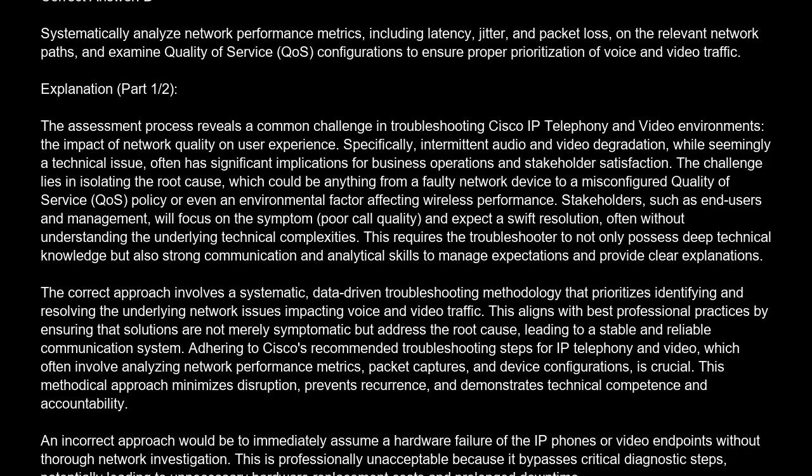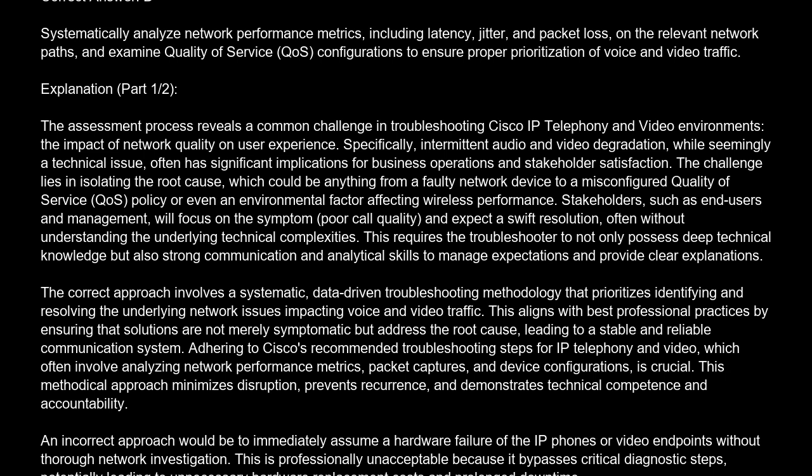Explanation. The assessment process reveals a common challenge in troubleshooting Cisco IP telephony and video environments: the impact of network quality on user experience. Specifically, intermittent audio and video degradation, while seemingly a technical issue, often has significant implications for business operations and stakeholder satisfaction. The challenge lies in isolating the root cause, which could be anything from a faulty network device to a misconfigured quality of service (QoS) policy, or even an environmental factor affecting wireless performance.